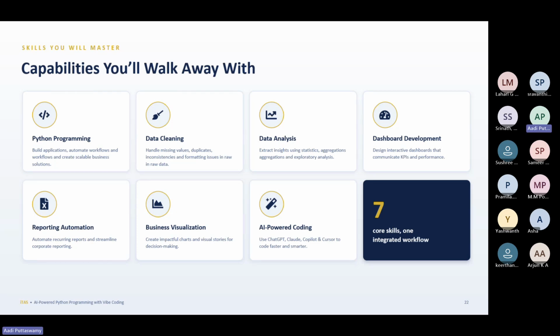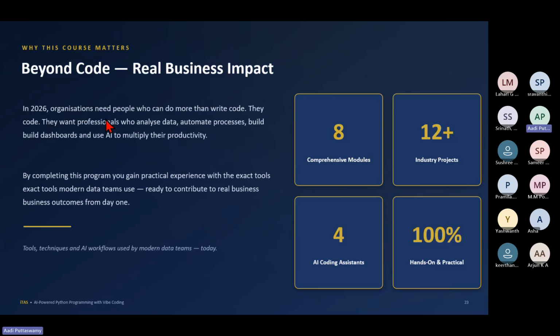Okay. Next, beyond the code. From this year, organizations need people who can do more than write code. Understood? That's what I was telling, the vibe coding, whatever I was telling. They want professionals who analyze data, automate processes, build dashboards, and use AI to multiply their productivity. Understood? Keep one thing in mind.